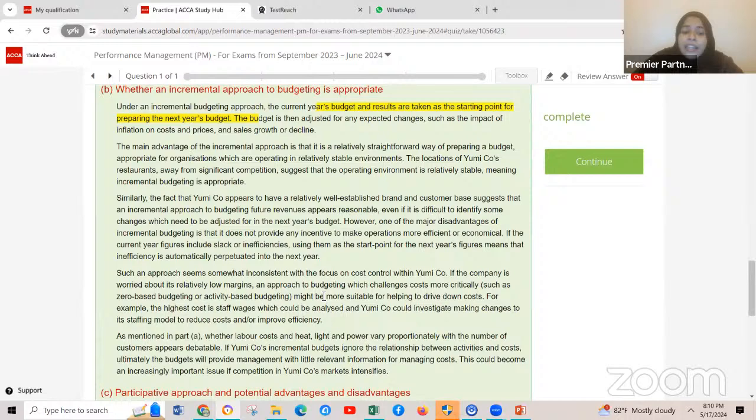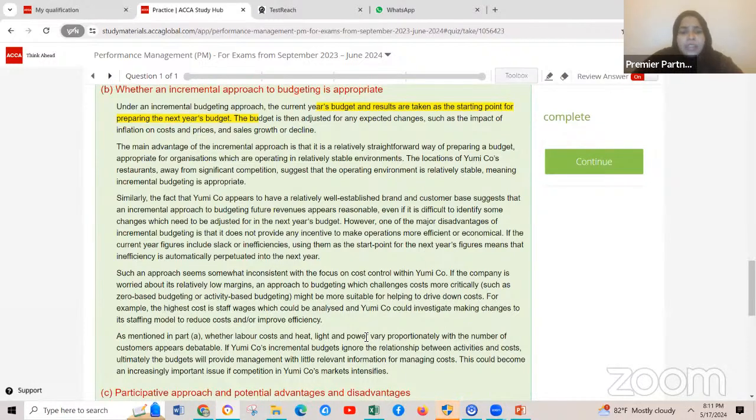For example, the highest cost is the staff cost, which could be analyzed, and Yumiko could investigate making changes to its staffing model to reduce costs and improve efficiency. The problem with incremental budgeting is that they don't try to control the cost, they just take it forward. As mentioned in part A, whether labor cost and heat, light and power vary proportionately with the number of customers appears debatable. They are simply saying all the costs vary with the number of customers. I don't know if that basis makes sense.